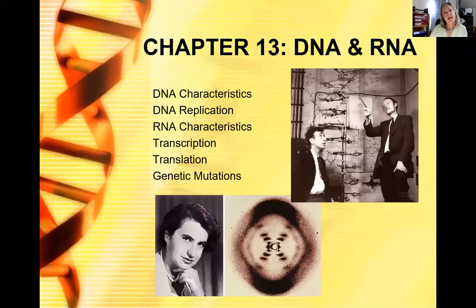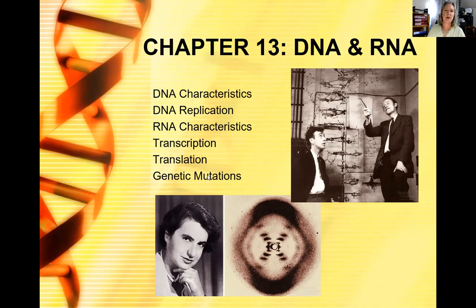Okay, we're looking at DNA in this chapter 13, DNA and RNA, primarily DNA, and some of the characteristics of DNA, and about DNA replication, and some of the characteristics of RNA, the process of making RNA, which is transcription, and then translation, and some things that cause genetic mutations.